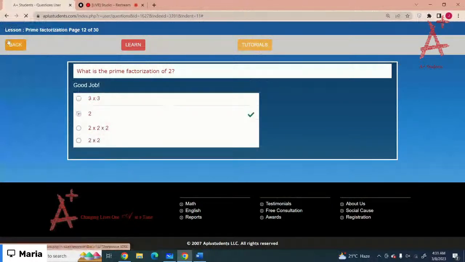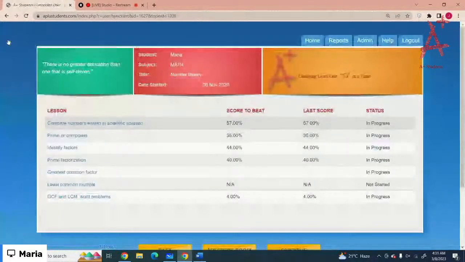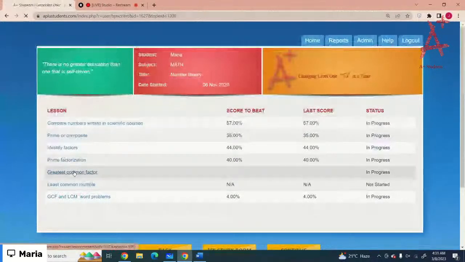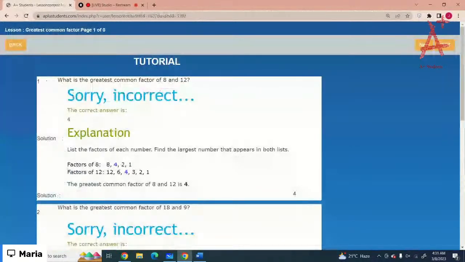And the next lesson is greatest common factor, GCF. What is the greatest common factor of the two numbers 8 and 12? So you have to make the list of the factors for both the numbers. The factors of 8, factors means the numbers that when multiplied make 8, are 8, 4, 2 and 1.